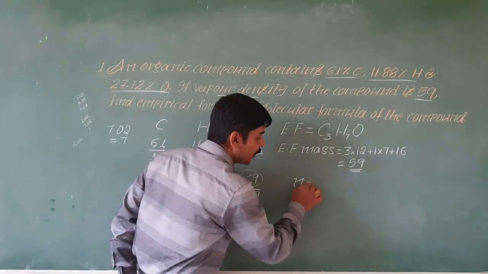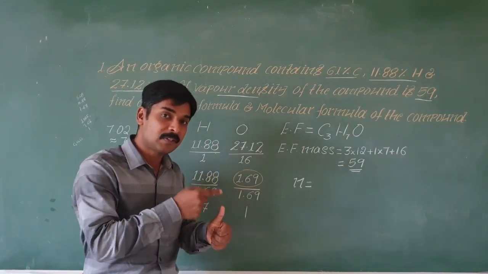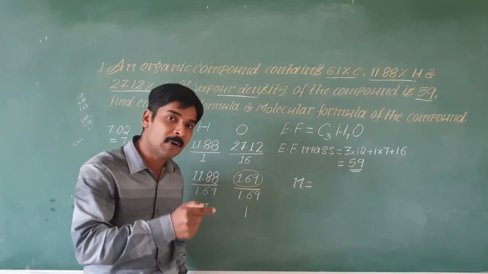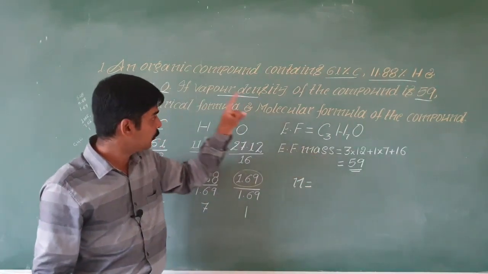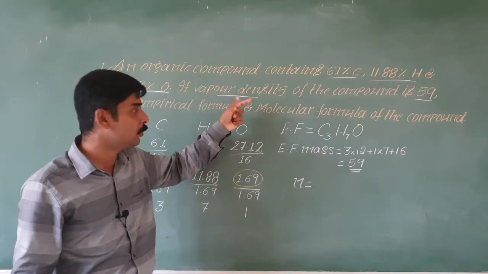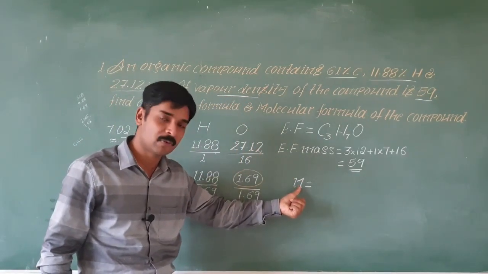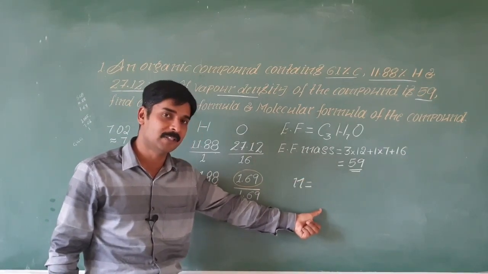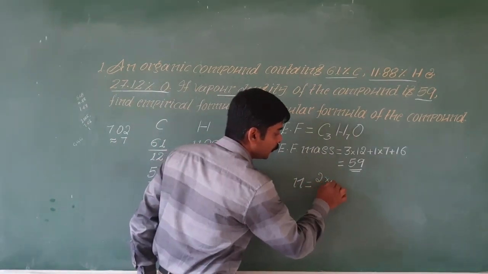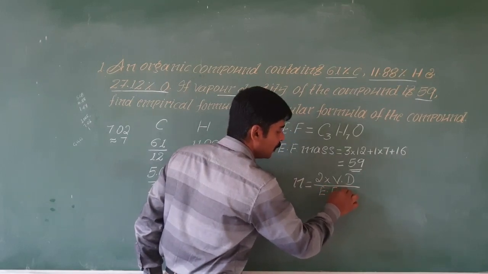To find the value of N, we have two formulas which I have already mentioned. One is molecular mass divided by empirical formula mass, or 2 into vapor density divided by empirical formula mass. In some problems, they will give you the value of vapor density. In some cases, they will give you the value of molecular mass. If molecular mass is already given, then you must use the formula N is equal to molecular mass by empirical formula mass. If vapor density is given, then you can find the value of N using the formula 2 into vapor density divided by empirical formula mass.